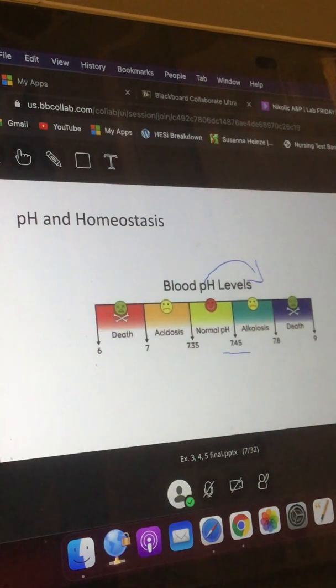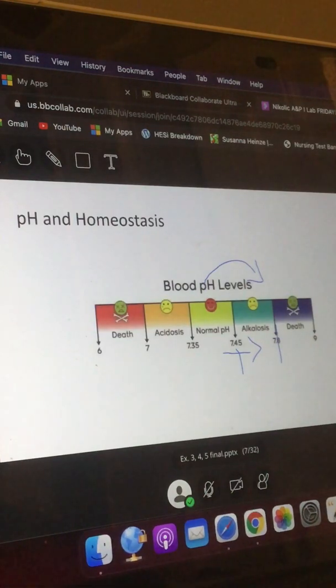So what happens with alkalosis is, boom, I'm outside of 7.45. Notice that I'm not way outside of 7.45. I'm just outside of it, which is outside of homeostasis. So in that case, I'm going to give you a very basic idea because we're going to talk about it next semester. So the idea of acidity in the blood is this.